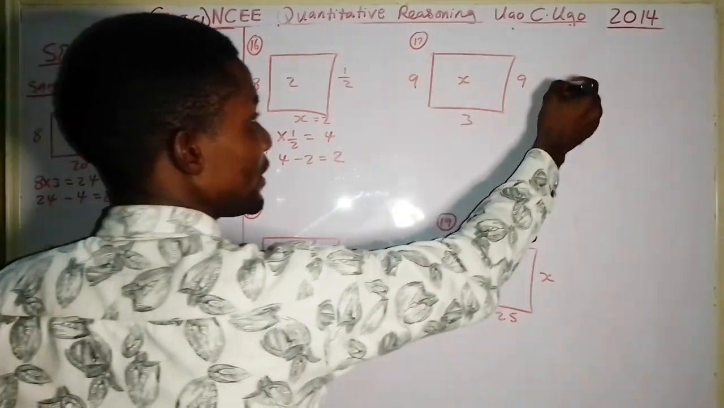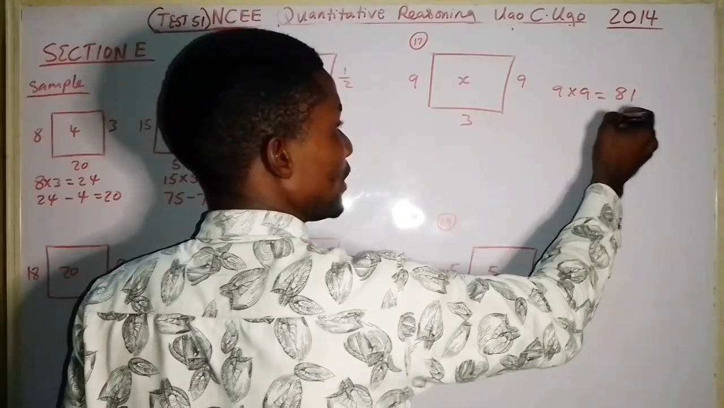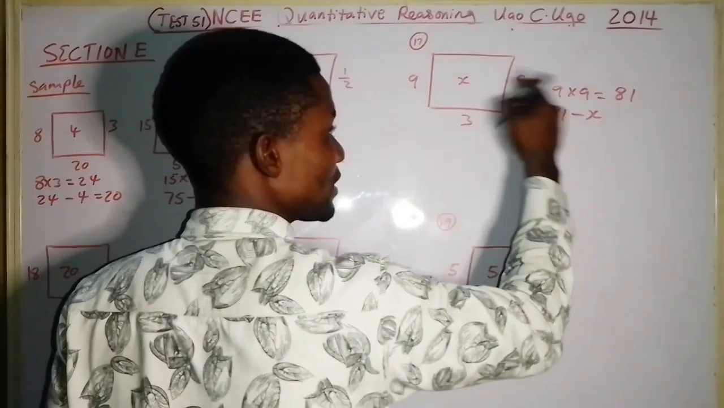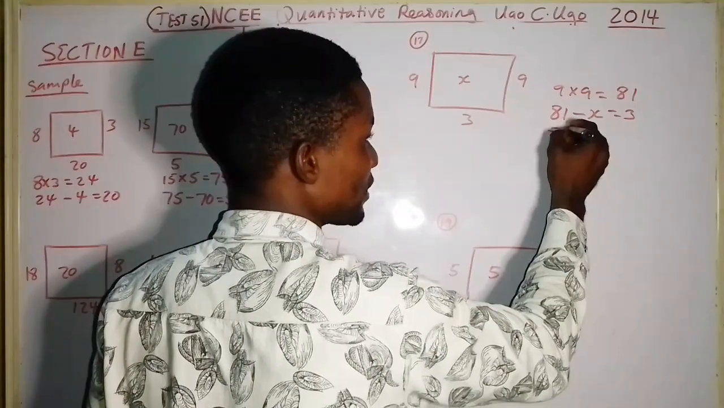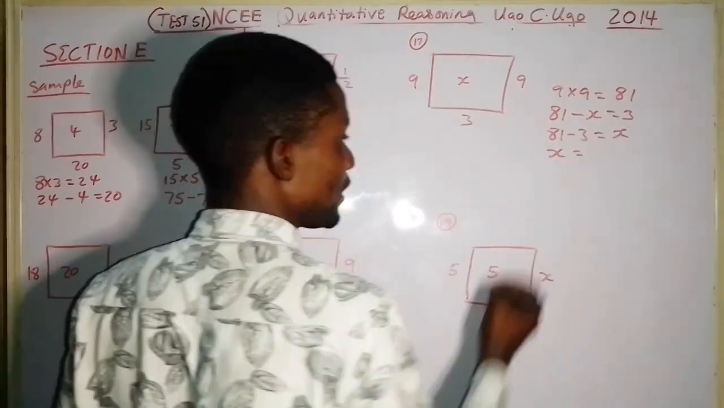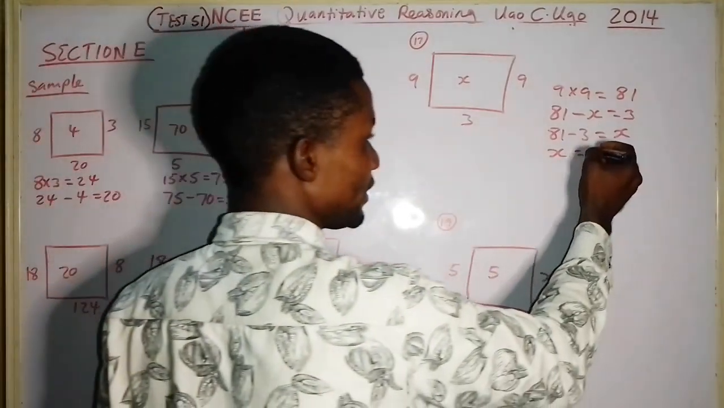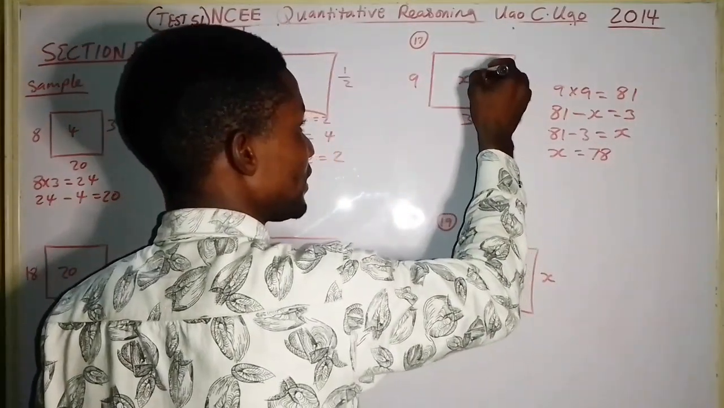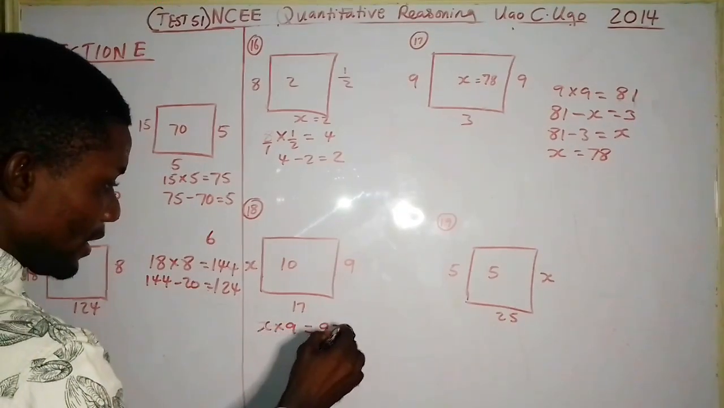17. We say 9 times 9. That's going to give us 81. Now 81 minus x, which is inside, equals 3. So what is our x? So let's go. Our x will be 81 minus 3 equals to x. And 81 minus 3, what will that give us? That's going to give us 78. So the missing number here is 78.